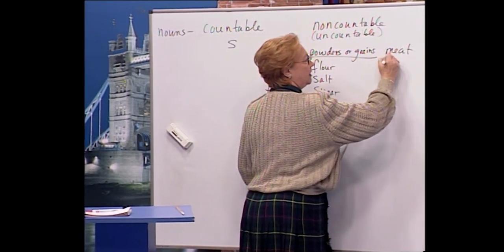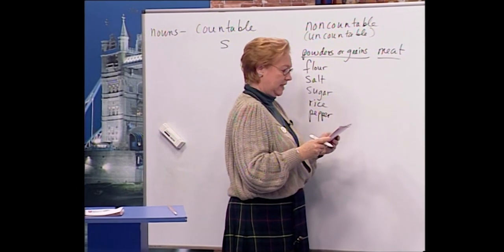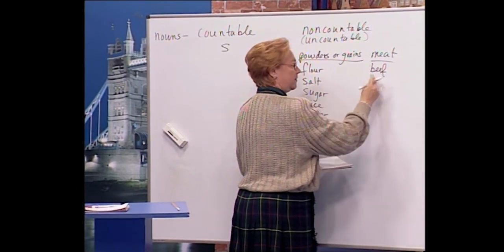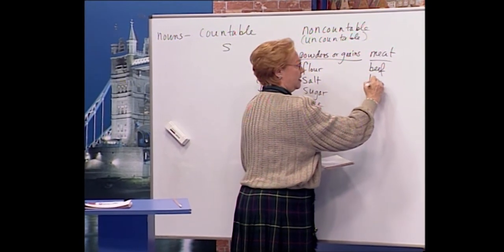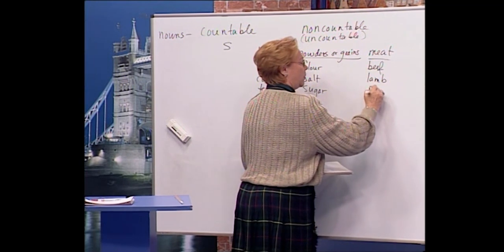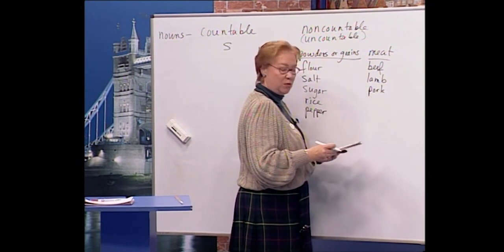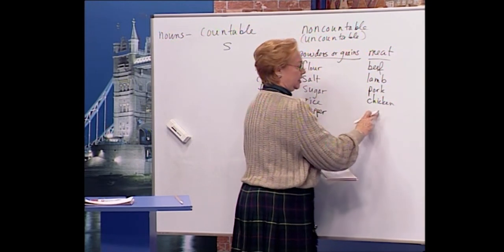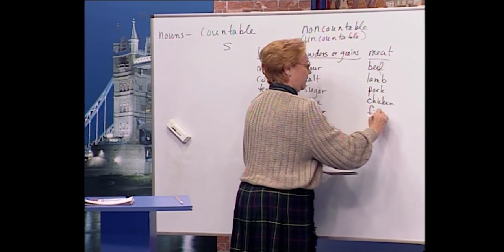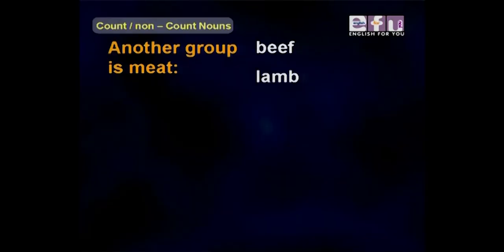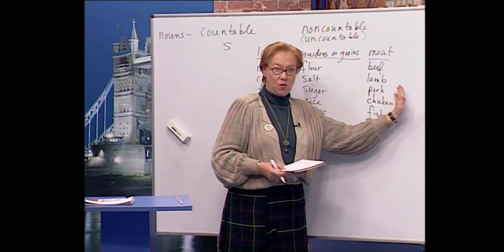All right, here's another one. Another group is meat. We have beef, lamb, pork, chicken, and fish. Beef, lamb, pork, chicken, fish. No S.